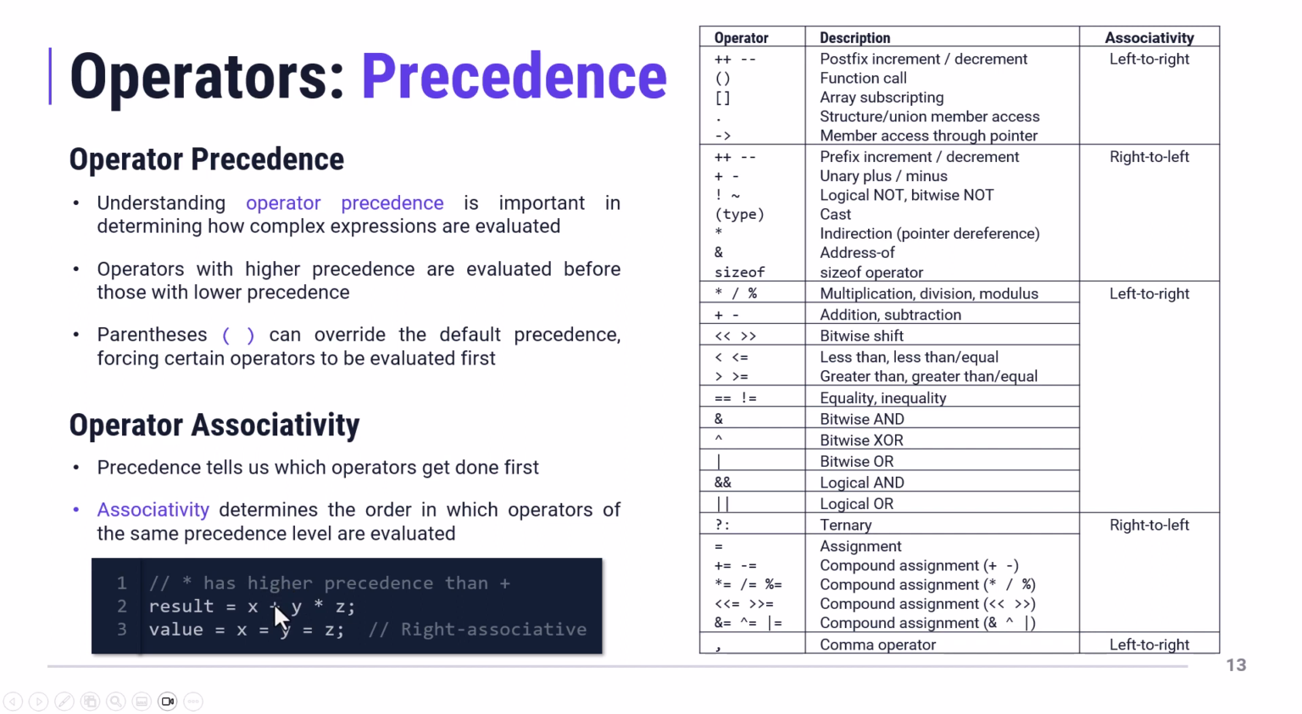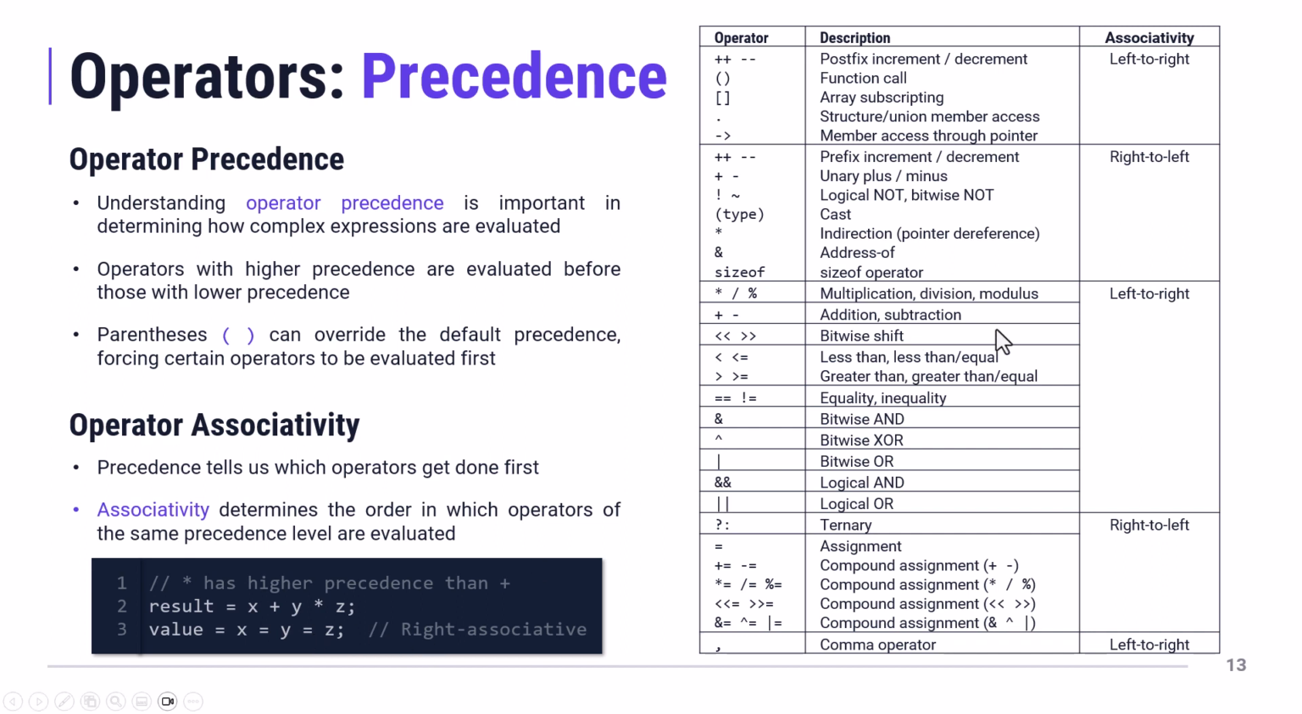multiplication has higher precedence than addition. So we're first going to evaluate y times z, of course, and then add that to x. Okay, so standard rules, BEDMAS, right? Multiplication and division followed by addition and subtraction. Now in this case, we're using multiple assignment operators, so that has the same level of precedence.